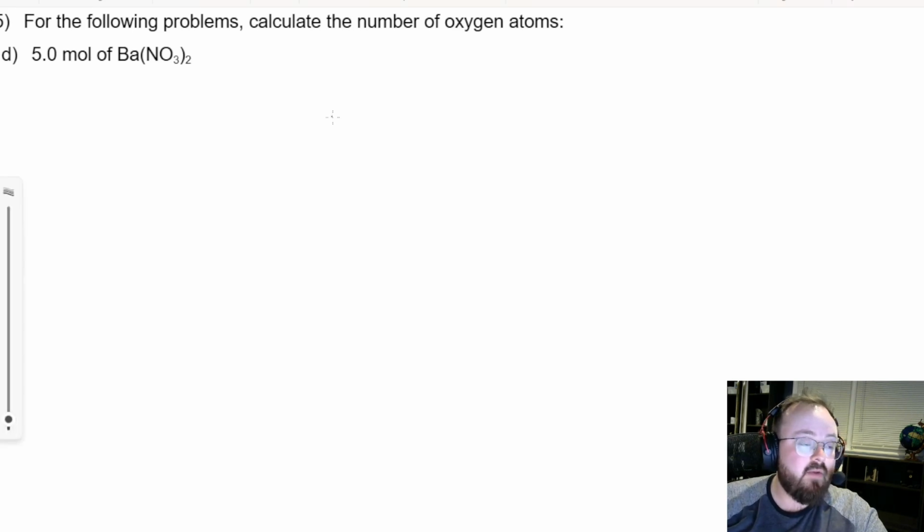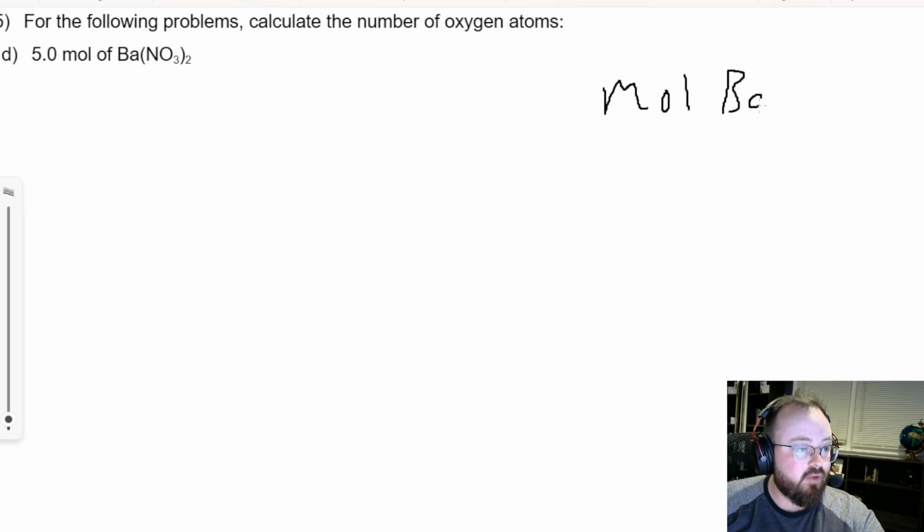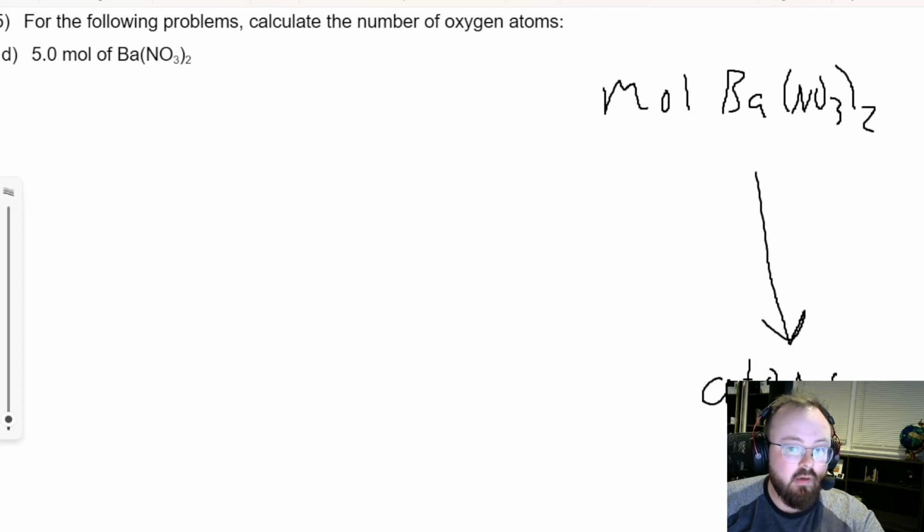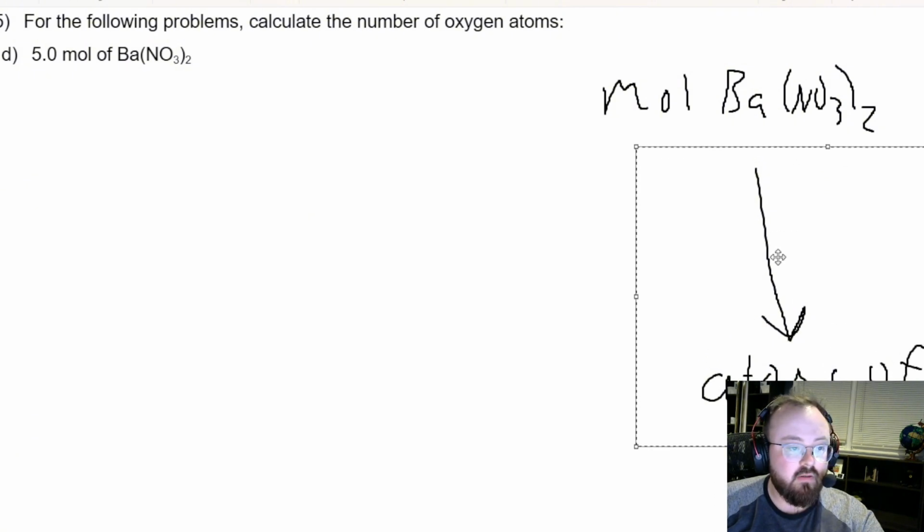The first thing that we want to set off here is, what is our path going to be? And this is going to be a theme that's common to this chapter, setting up what path am I going to be doing? How am I getting from point A to point B to point C? We start here with moles of barium nitrate, and we want to get eventually to atoms of oxygen. I'll move that right out of the way there.